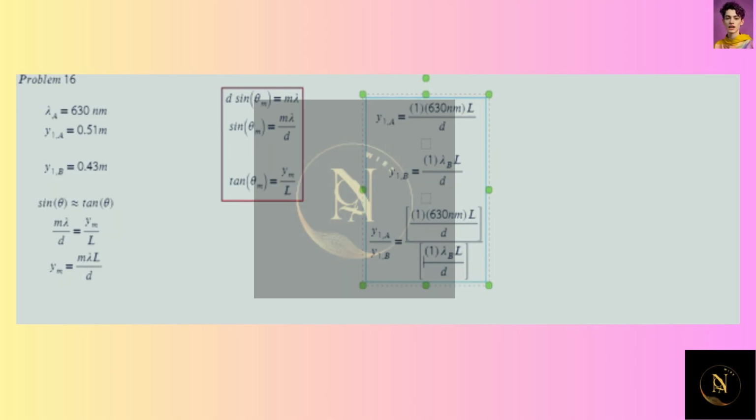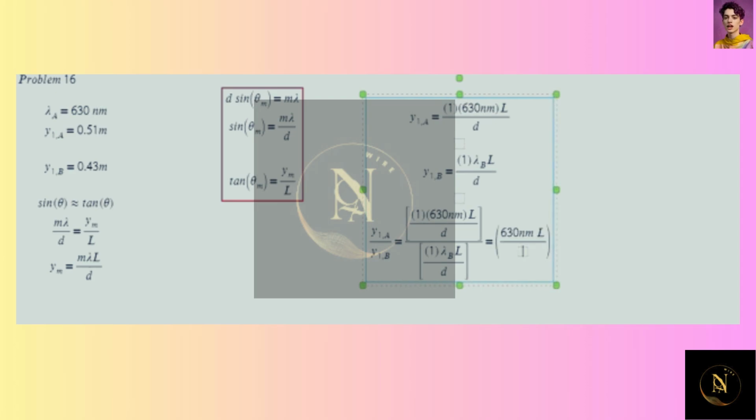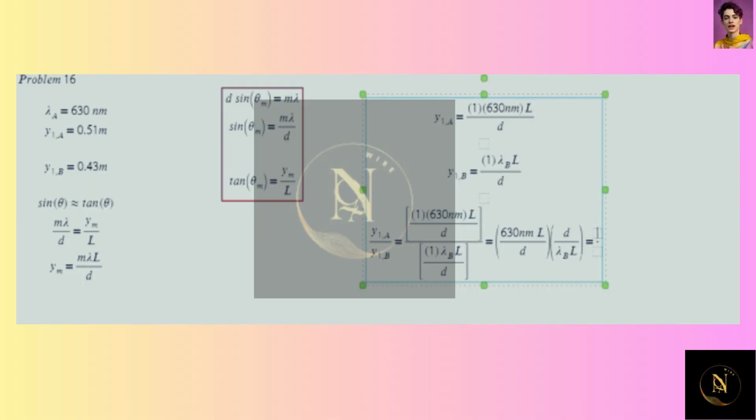Whenever you divide by a fraction, it's the same thing as multiplying by the reciprocal of it. So let's do that, and let's get rid of the ones because that's not going to change anything. We have 630 nanometers times L over d, and we multiply by the reciprocal of this denominator, which is d over lambda b times L. Notice that the L's cancel out and so do the d's. So what we're left with here is 630 nanometers over lambda b. We are solving for lambda b.